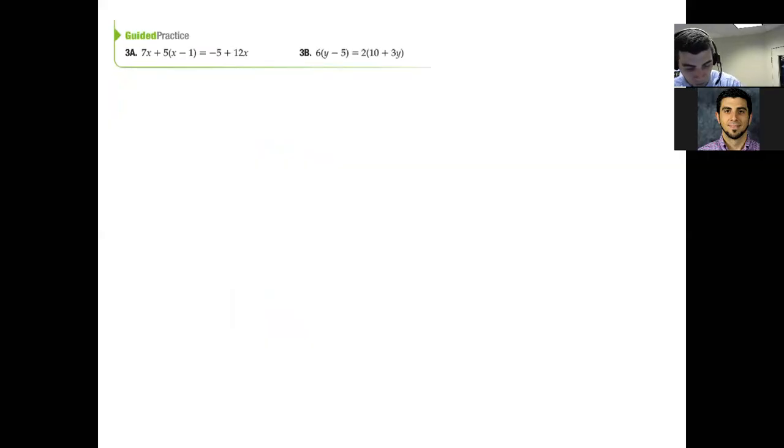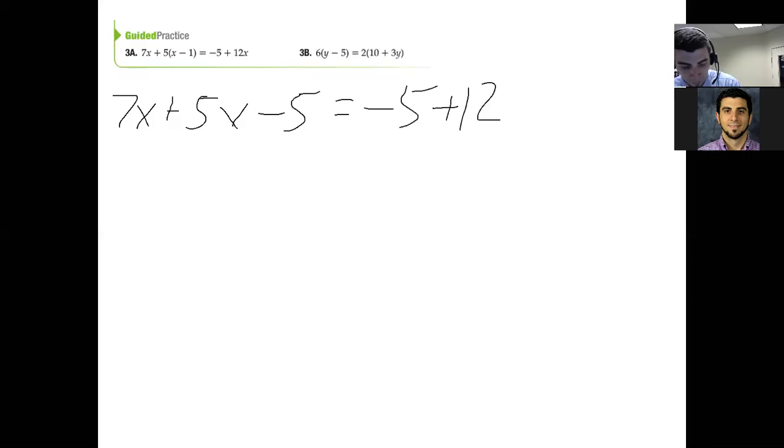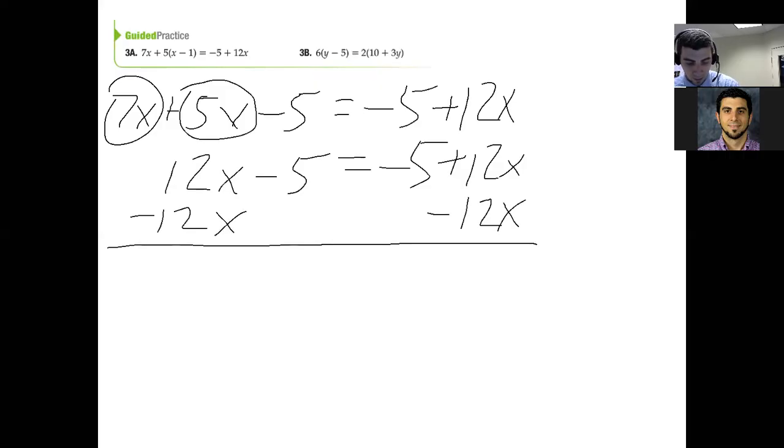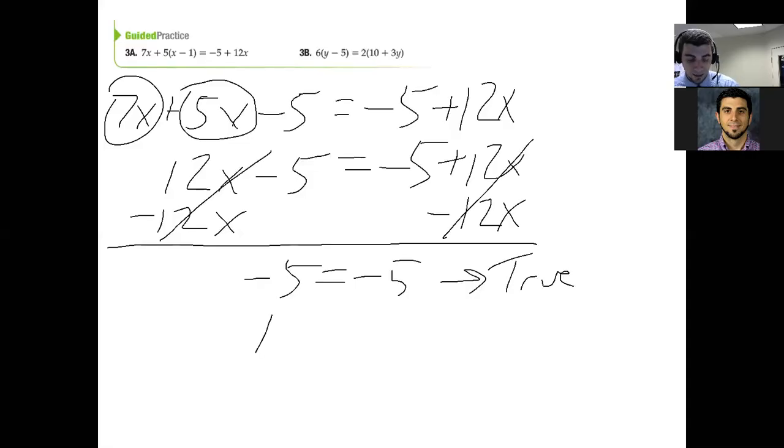All right, we're back. So the first one, I'm going to distribute the 5. So it's 7x plus 5x minus 5 equals negative 5 plus 12x. Combine these like terms. So that's going to be 12x minus 5 equals negative 5 plus 12x. Okay, then subtract 12x from both sides. Those cancel. And you have negative 5 equals negative 5, which is true. So this is an identity. And the solutions are all real numbers.